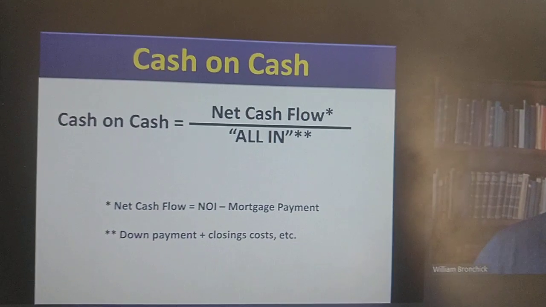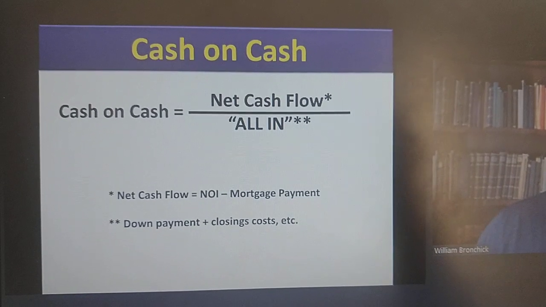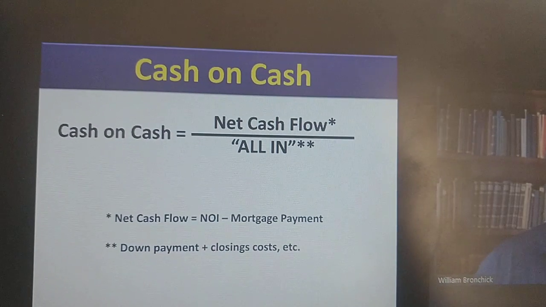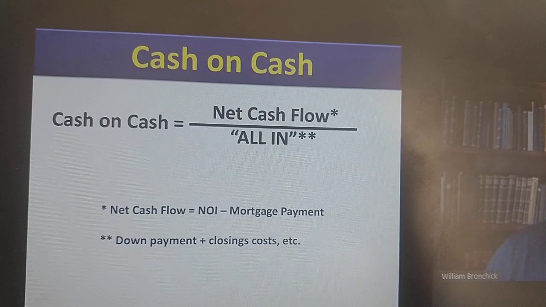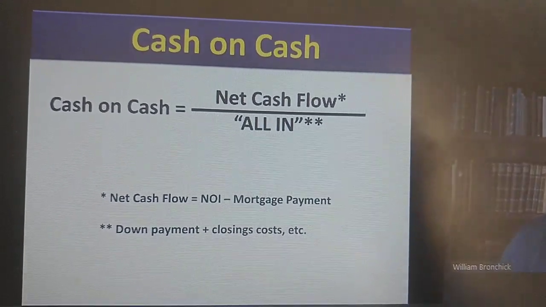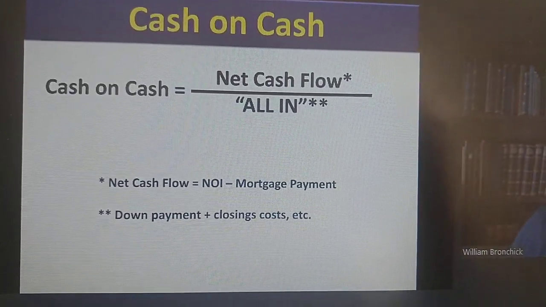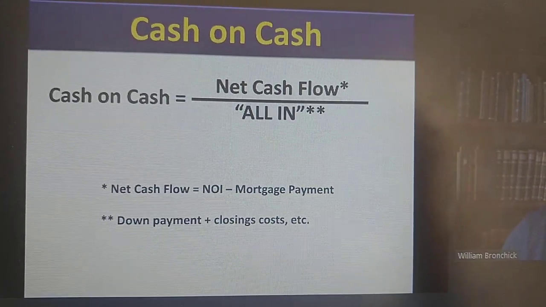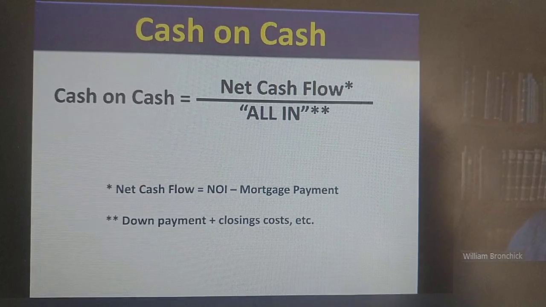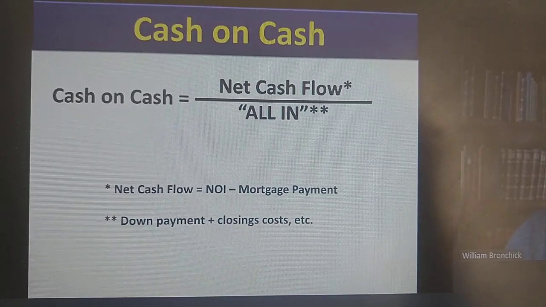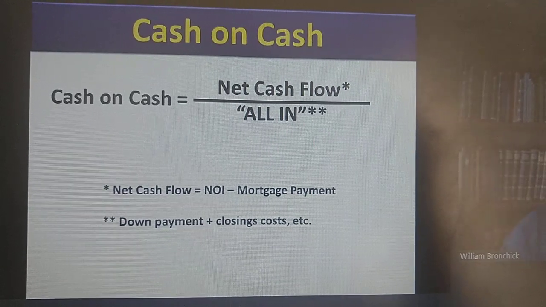Net operating income and your mortgage was $50,000 a year, which would leave you $50,000 net cash flow, and you put $200,000 down. Think about that. If you put $200,000 down and got $50,000 a year, your cash on cash would be 0.25 or 25% cash on cash per year, which, by the way, is extremely excellent. Don't expect to get that on every deal.